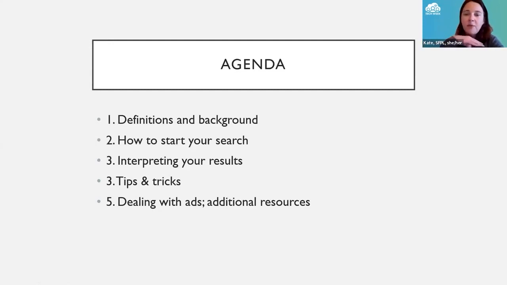We're going to be talking about different ways to start a search, how to understand what you're seeing on your search results, and then some tips and tricks primarily for using Google, and I'll talk about why in a moment. And then we're going to finish up by talking a little bit about additional places to search if you're looking for something very specific, and also ads.